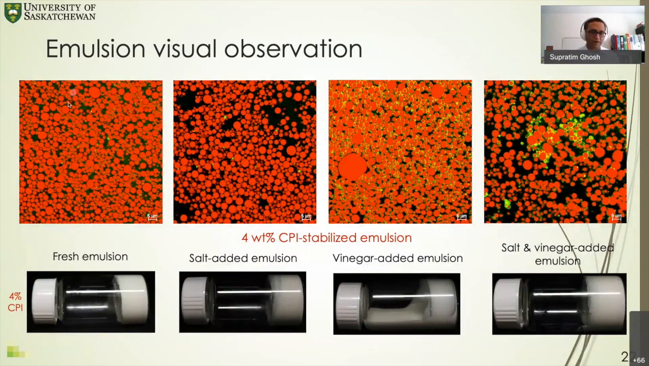And then when you added salt, there is some attraction between the droplets, but still they can flow. Vinegar made the droplets not attracted to each other, though this is not very clear from the microscopy. Here the green is the protein and the red is the oil droplet. You can see extensive aggregation between the droplets, and the protein also covering the droplet. So, no, sorry, this is not heating. By adding salt and vinegar, you see more aggregation between the droplets.